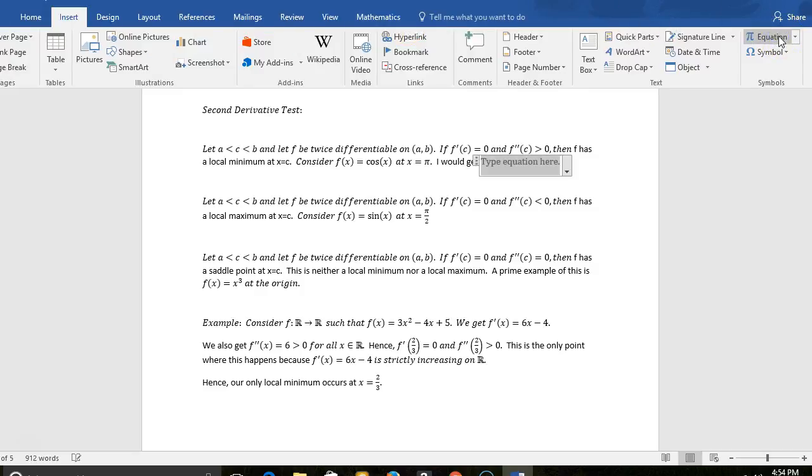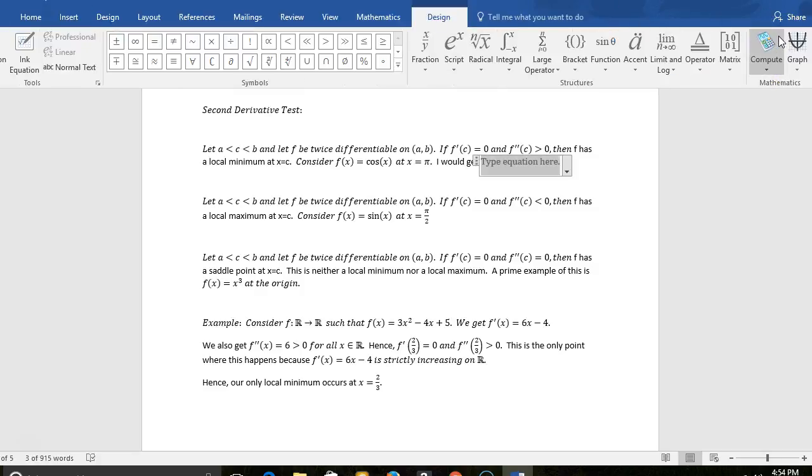So let me do that. Let me finish what I started. I would get f double prime equals negative cosine, and in particular, I want to do f double prime at a particular point, not just any x value. At pi, since that's what we're talking about.